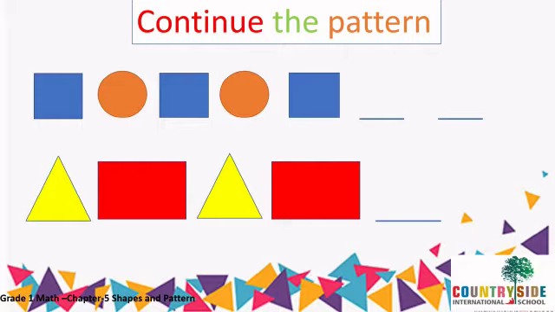Kids, here you have to continue this pattern. Okay, the first one is square, square, circle, square. Then what will come next? Which shape will come next? Correct, circle. And then again square. And the second one is, first is triangle, rectangle, then again triangle, rectangle. What will come next? Correct, triangle.